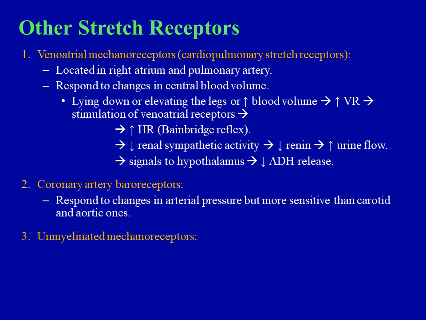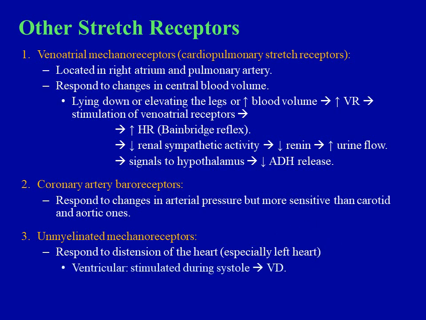Then we have the third type, the unmyelinated mechanoreceptors. They respond to distension of the heart, especially the left side of the heart. In the ventricle, the ventricular unmyelinated mechanoreceptors are stimulated during systole and they will lead to vasodilation. And this will help in reducing the afterload and better ejection of blood. Atrial unmyelinated mechanoreceptors are stimulated during atrial filling as the blood is coming back from the pulmonary circulation, and this will lead to a reduction in the heart rate.